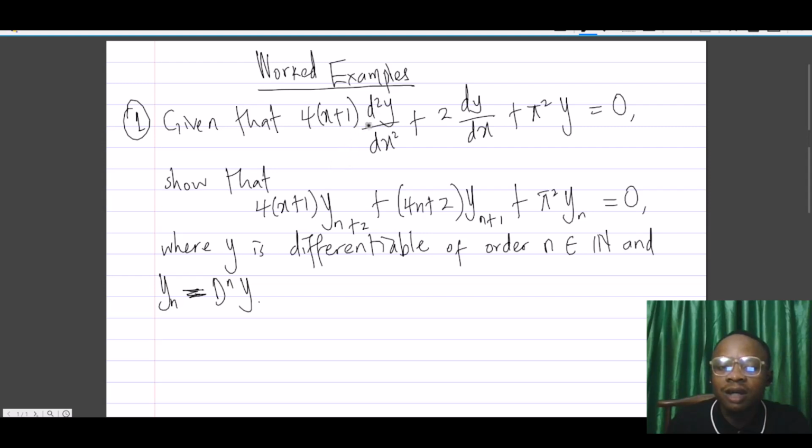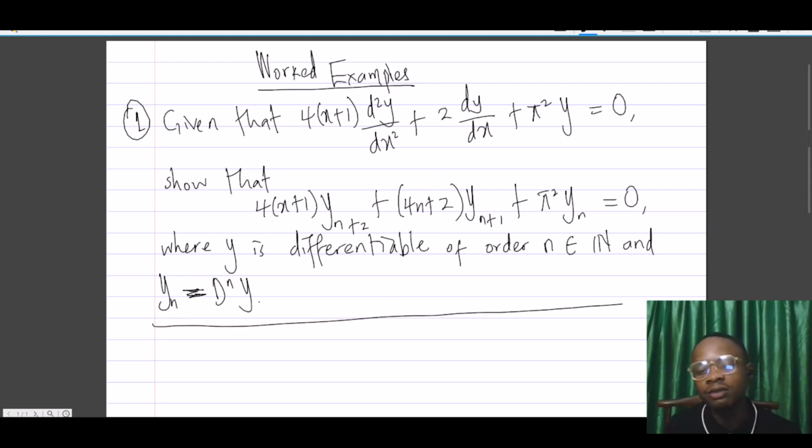You see that this has the second derivative, this has y_{n+2}. The coefficient here is the same as the coefficient here. The coefficient here is different from the coefficient here, but this has y_{n+1}. This has y, this has pi squared. The coefficients are the same. This has y, but this has y_n. So the point is that we can easily identify that from what we are given.